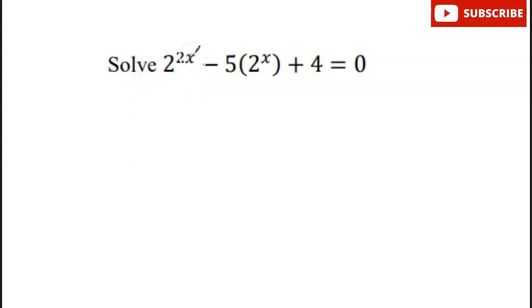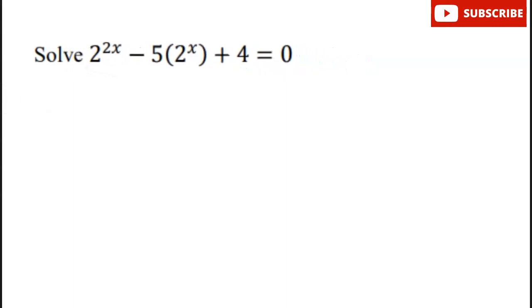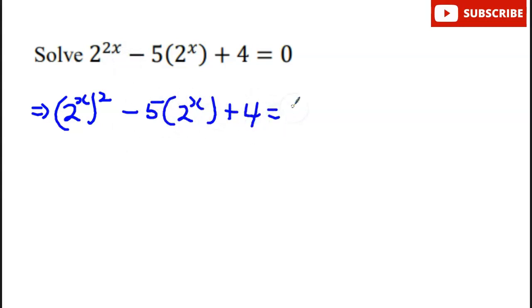We have to solve 2 raised to the power 2x minus 5 times 2 raised to the power x plus 4 is equal to 0. So as usual, let's rewrite this so that we get what we want. So we are going to have 2 raised to the power 2, which we can write as 2 raised to the power x all squared. It's the same thing. And we are rewriting it: minus 5 times 2 raised to the power x plus 4 is equal to 0.